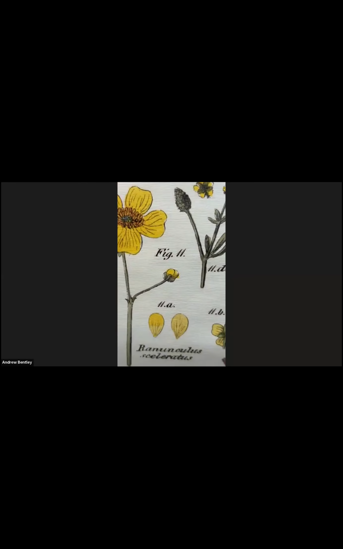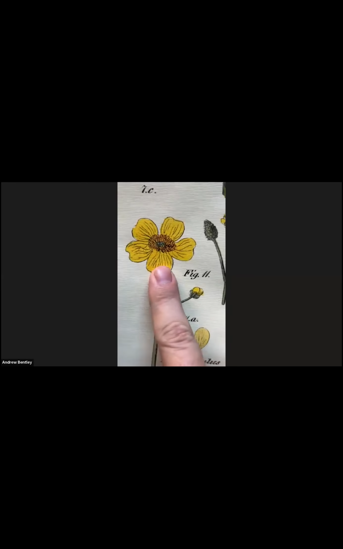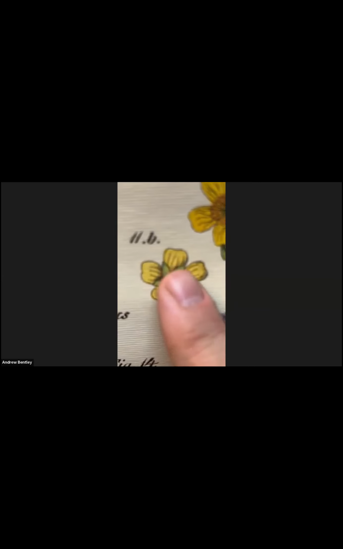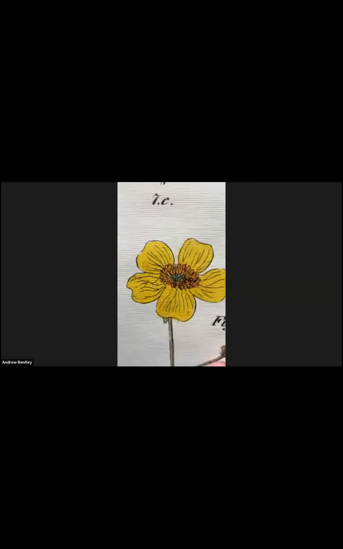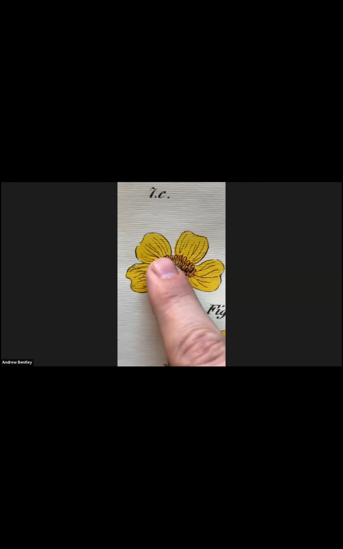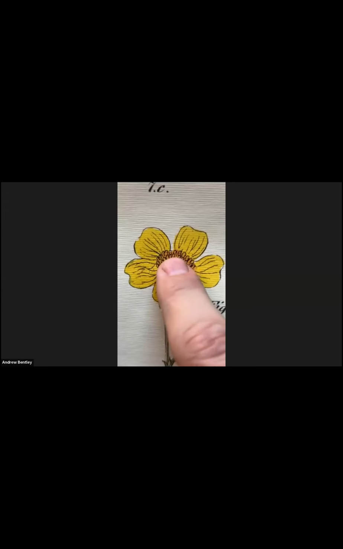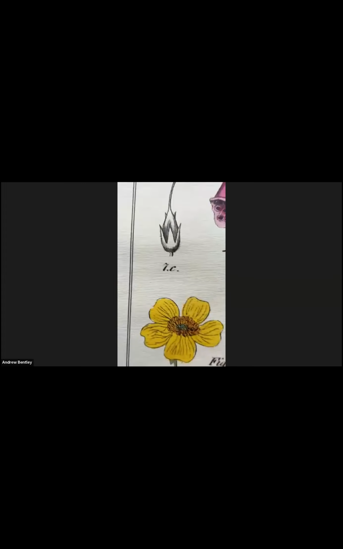And then this is buttercup here, Ranunculus. And you can see the back of it. You have the circle of the sepals, and then you have the circle of the petals. And then here you have the circle of the anthers, and then the female part would be in the center of that.